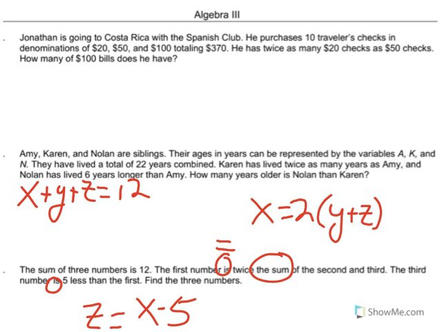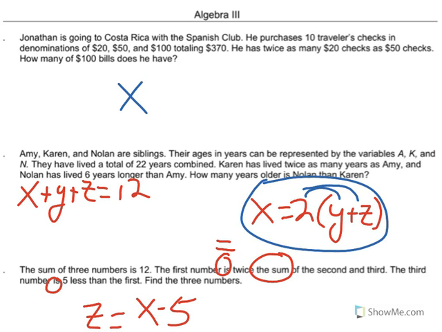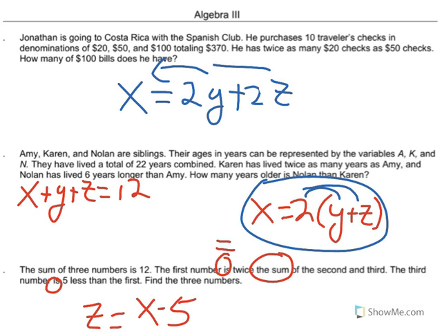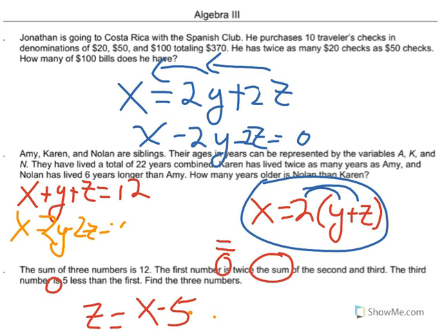Easiest way to do this one, guys, this one's kind of hard, is I'm going to solve this variable and set it equal to 0. So that's going to give me x is equal to 2y plus 2z. To move these over, I'm going to subtract both of them, which gives me x minus 2y minus 2z is equal to 0.